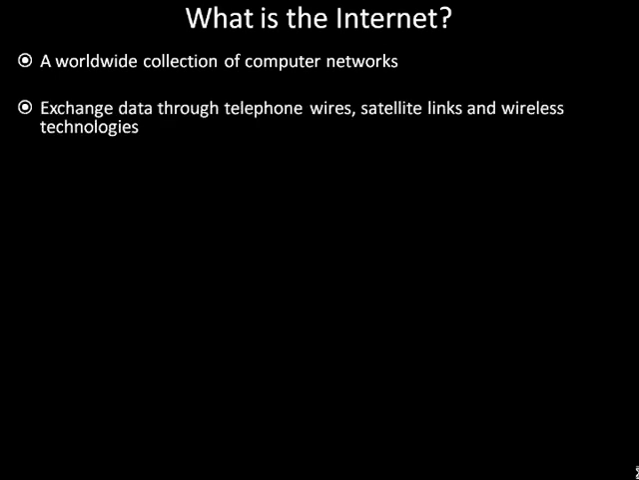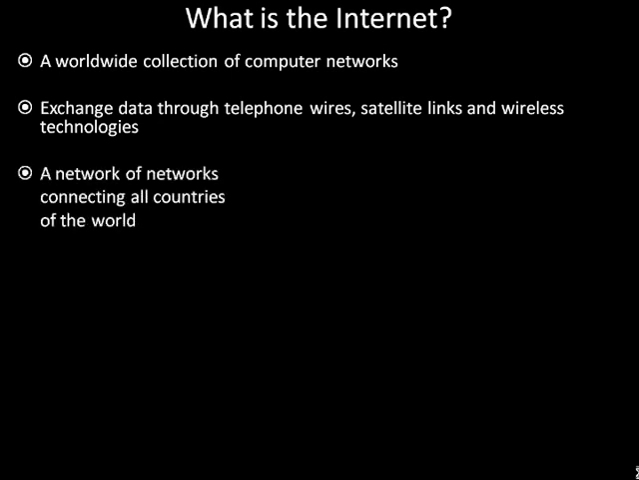What is the Internet? The Internet is a worldwide collection of computer networks cooperating with each other to exchange data using a common software standard. Through telephone wires and satellite links, or even using wireless technologies, Internet users can share information in a variety of forms. The Internet is a network of networks connecting all countries of the world.